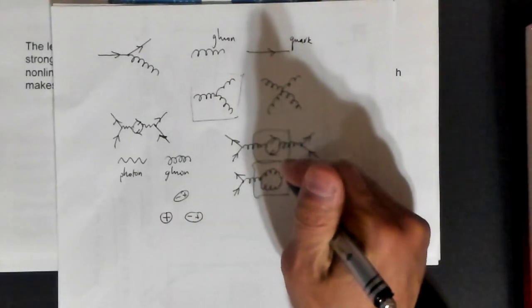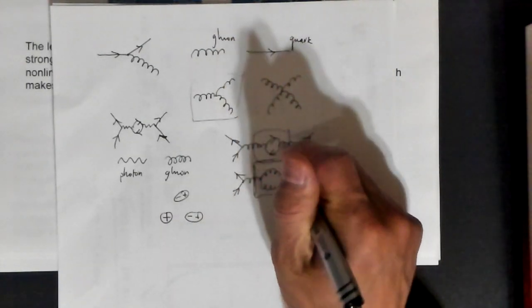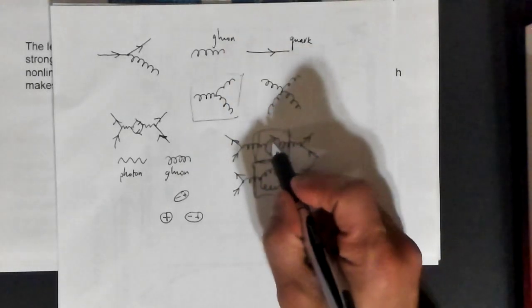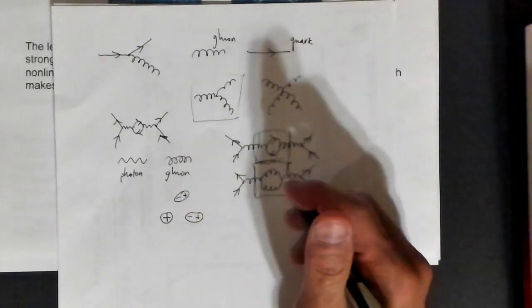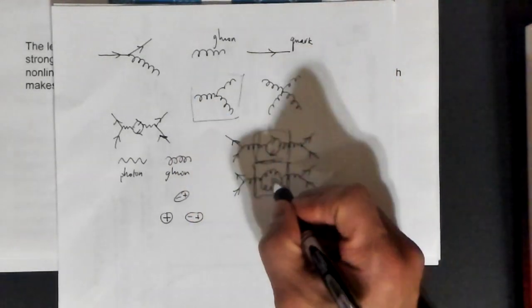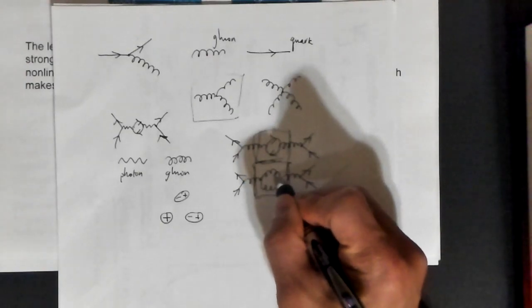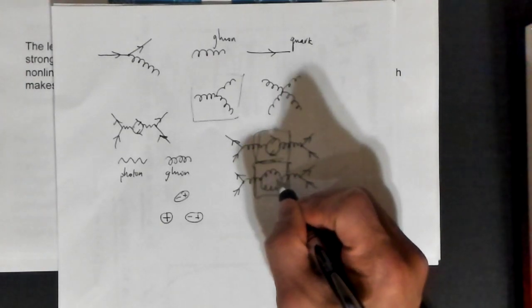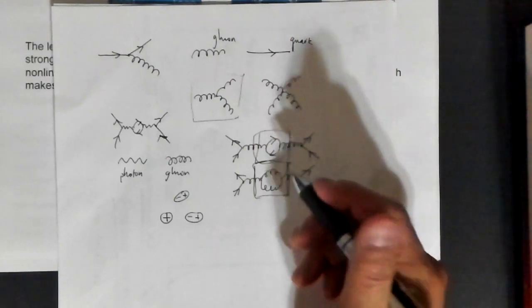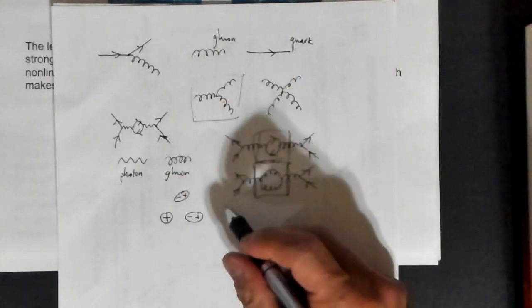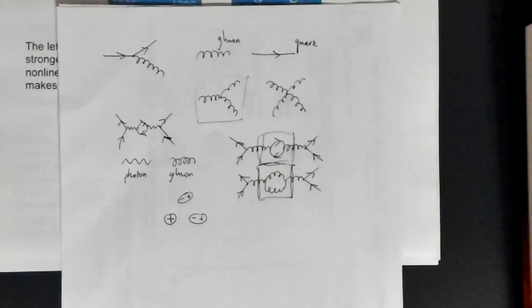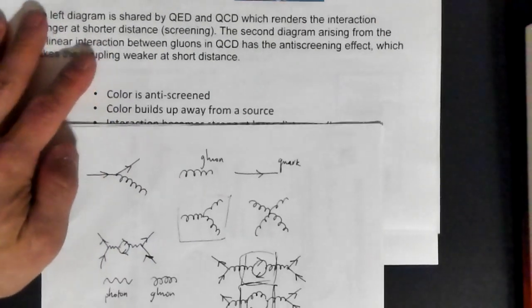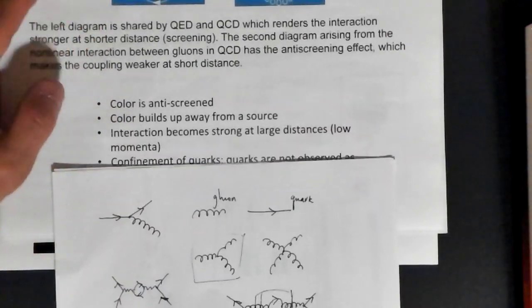Well, it turns out that this loop here, which has the opposite effect of what you get with the quark loop, actually gives you anti-screening. The reason this happens is that the gluons themselves have color, and it ends up amplifying the strength of the color charge. So instead of screening, you get what's called anti-screening. The color builds up as you get further away.